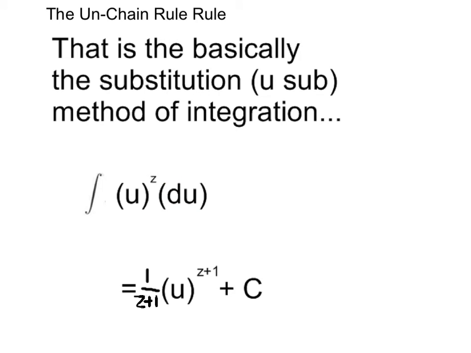So basically we're learning the unchain rule. U-substitution is a method of integration where I substitute in u and du and I get a form that I can reverse power rule. Once I get it into a form I can reverse power rule, I just apply that reverse power rule. So the integral of u to the z du would just be, there's our reverse power rule, add 1 to the exponent, divide the old coefficient, which in this case is 1, by the new power.